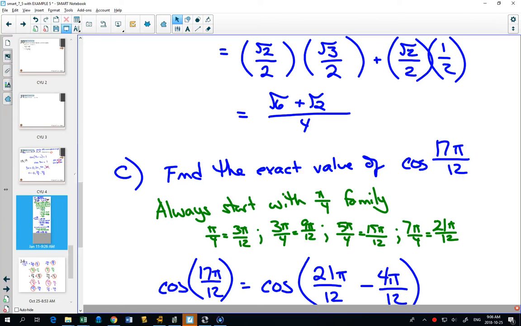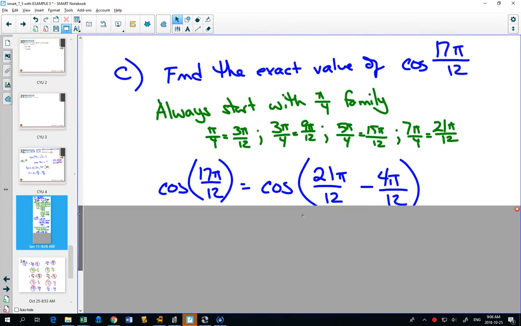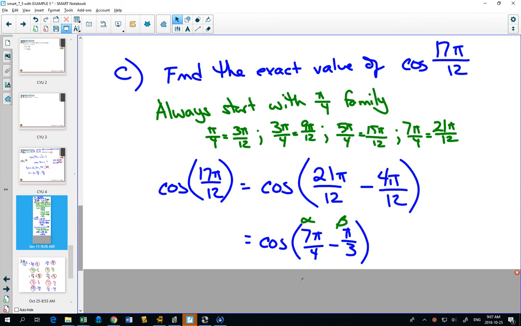I chose 7 pi over 4. I wrote 21 pi over 12. What would I have to do to get 17 pi over 12? I'd have to subtract 4 and then reduce them. What do they reduce to? Well, the one reduces to 7 pi over 4. The other reduces to pi over 3.